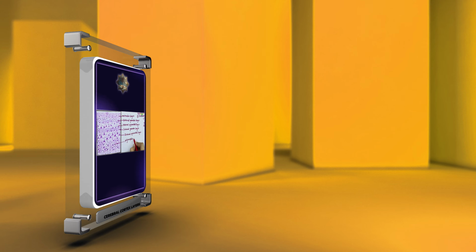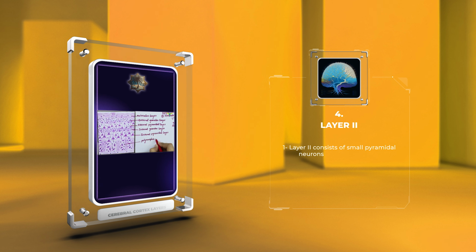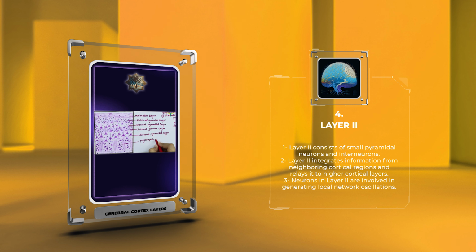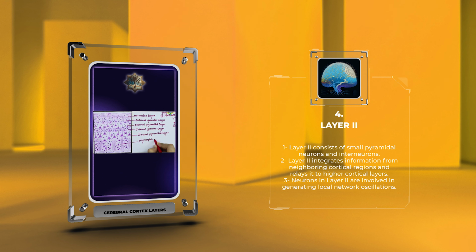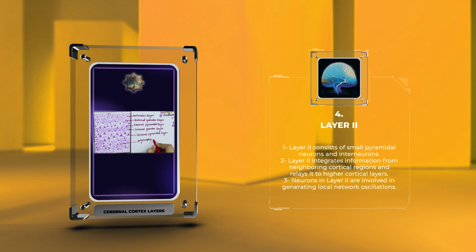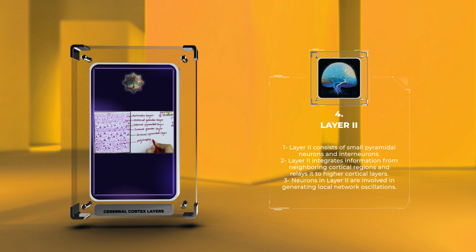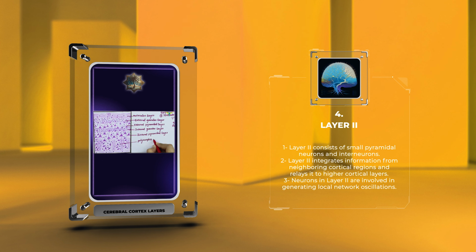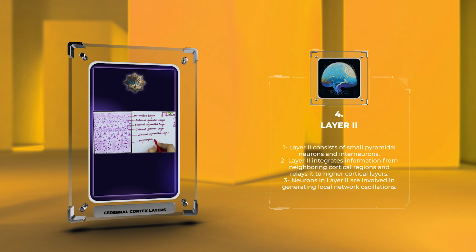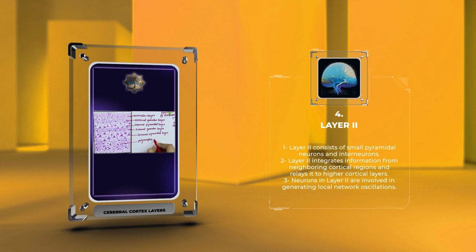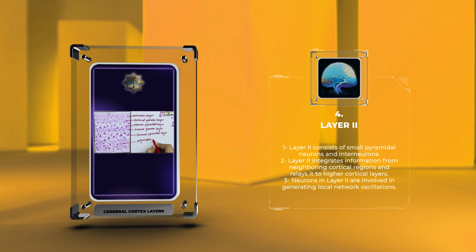Layer 2, often referred to as the external granular layer, consists of small pyramidal neurons and a variety of interneurons. This layer plays a role in integrating information from neighboring cortical regions and relaying it to higher cortical layers. Additionally, neurons in layer 2 are involved in the generation of local network oscillations, which are crucial for cognitive processes such as attention and memory.